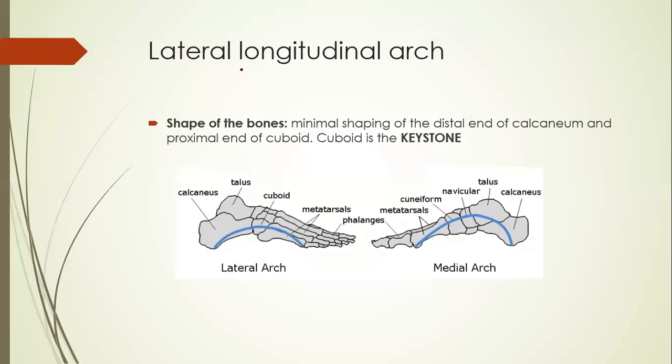Now the lateral longitudinal arch. The same, what bones are involved here? So the calcaneus, cuboid, and the metatarsals. Minimal shaping of the distal end of the calcaneum and proximal end of the cuboid. Cuboid is the keystone. If you remove the cuboid, there will be no arch.